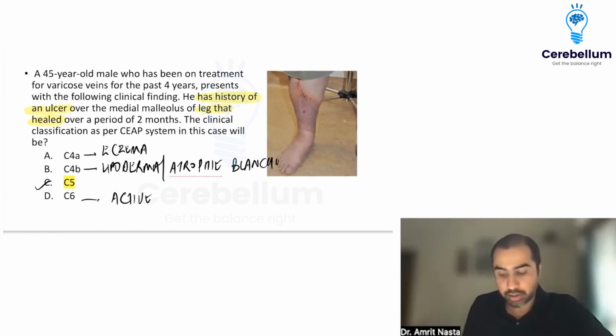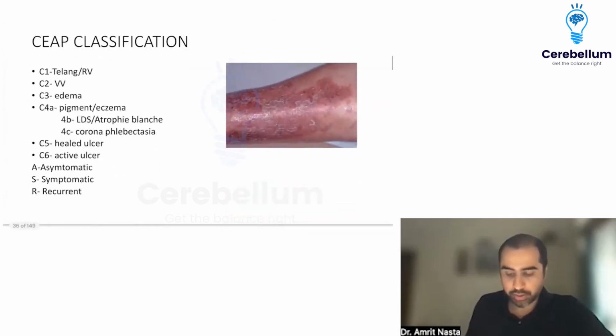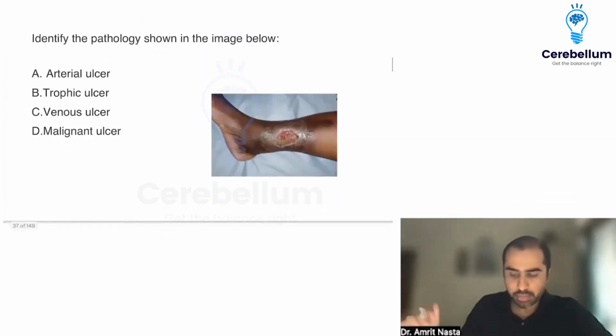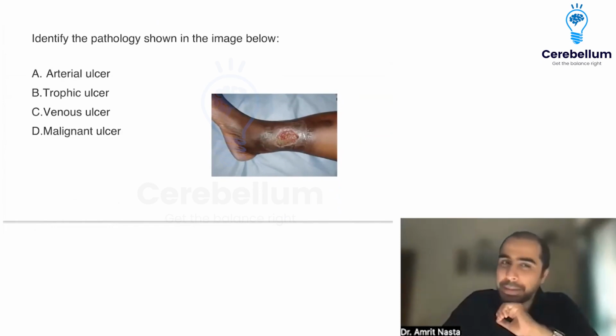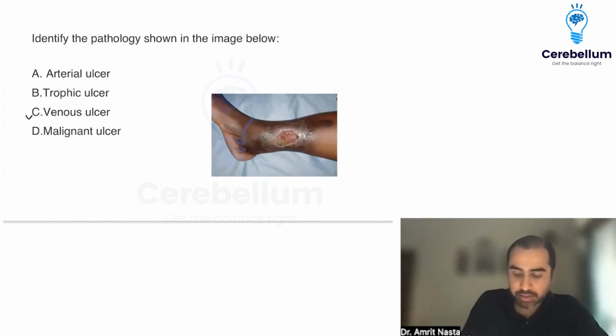Right? So it's all over here. You can see it over here. I have written it here. C4B, lipodermatosclerosis, atrophie blanche. C4C, corona phlebitis. Right? So that is about CEAP. We have discussed this in our class, so I hope you got it. What is this? C for corona. Yeah. This is again a venous ulcer.